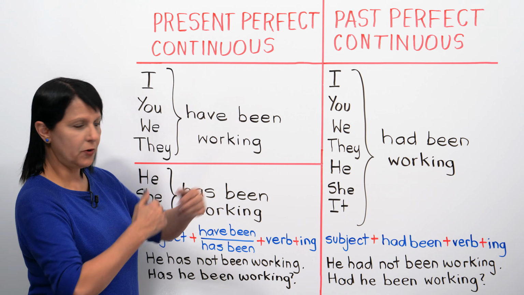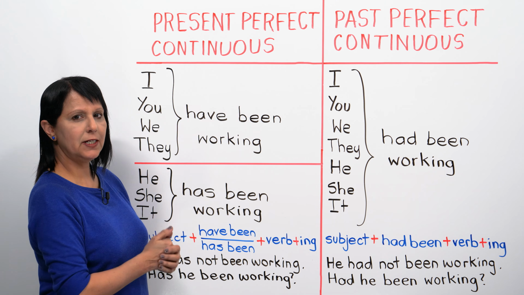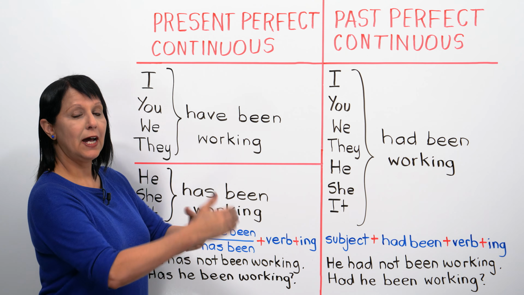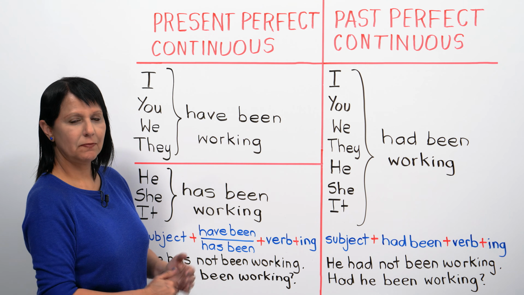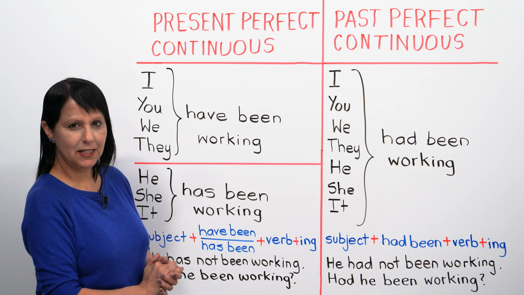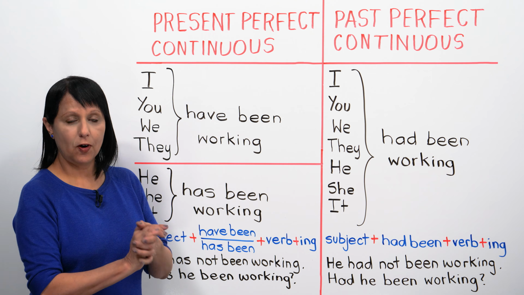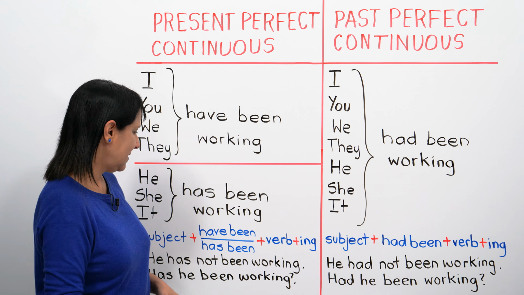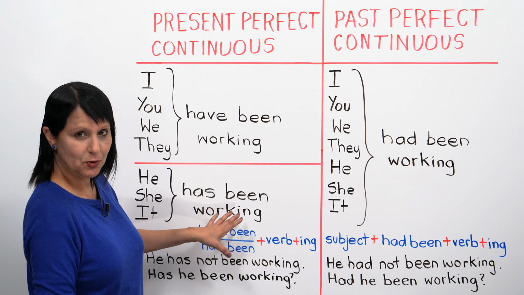And how do we form the question? We change the order. Have you been working? Have they been working? Has he been working? Has she been working? Okay? That's basically it. You need to be able to form the positive sentence, the negative sentence, and the question. So that's present perfect continuous.